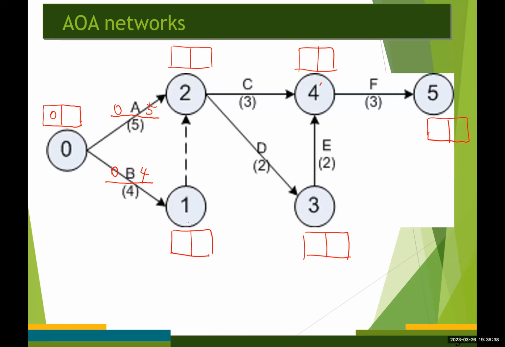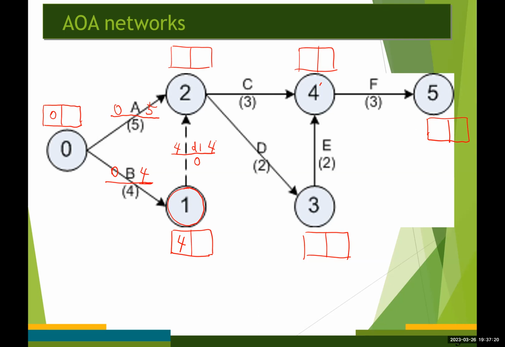Because this node number 1, event 1, represents the completion time of activity B, which is 4, right? So the earliest time for event number 1 is going to be 4. And here we have dummy activity 1, that is no time. The early start time for the dummy activity is going to be 4 plus 0, so the earliest finish time is going to be 4 as well.